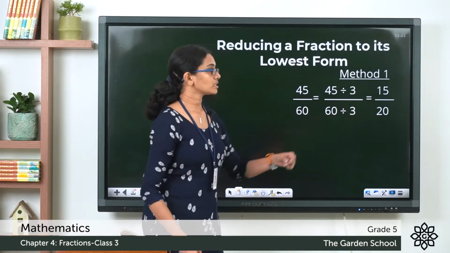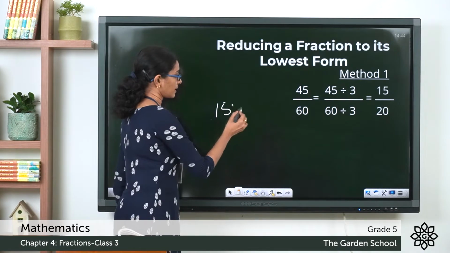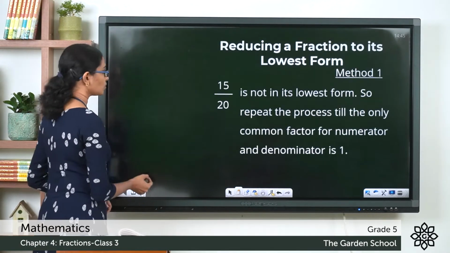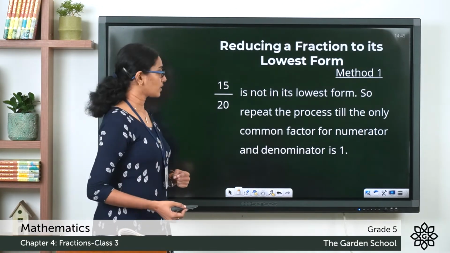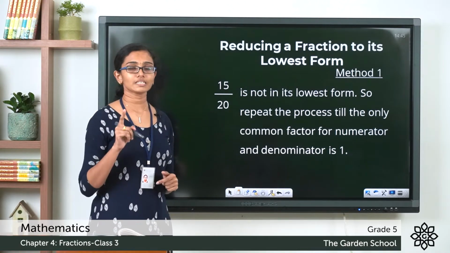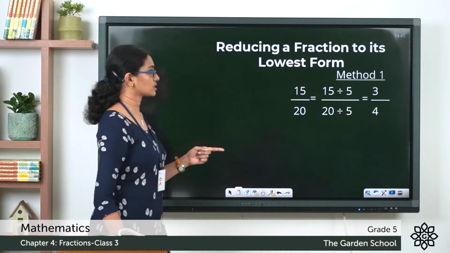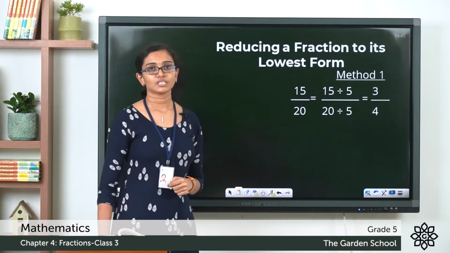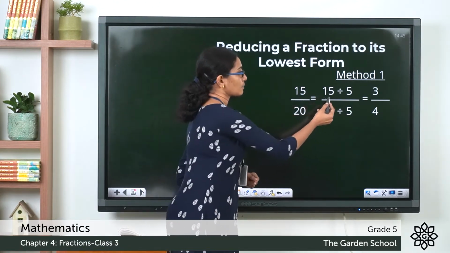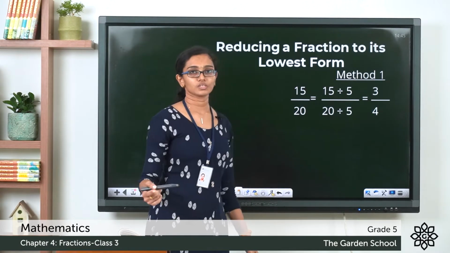Now, do these numbers have a common factor other than 1? Yes. This 15 by 20 is still not in its lowest form. So we have to repeat the process until the only common factor between the numerator and the denominator is 1. Both 15 and 20 have a common factor, which is 5, right? So let's divide 15 by 5, the numerator, and 20 by 5, the denominator.